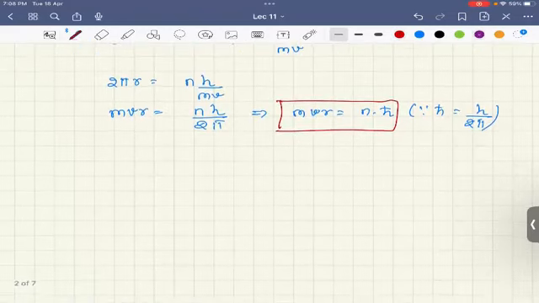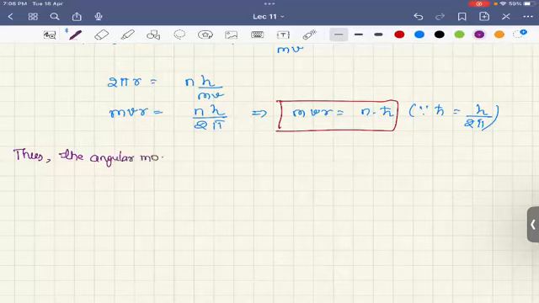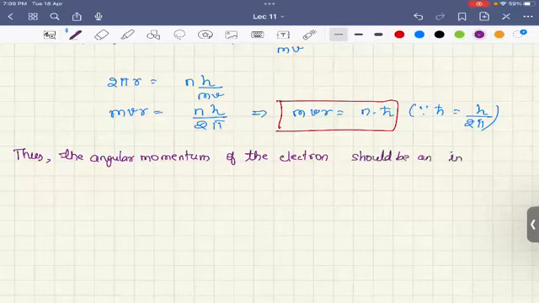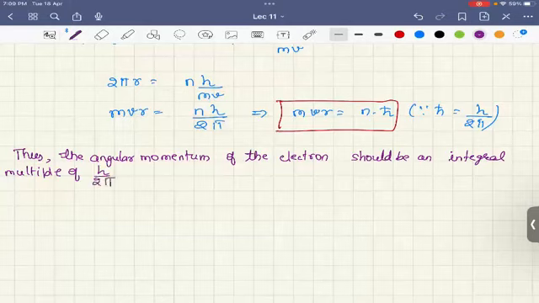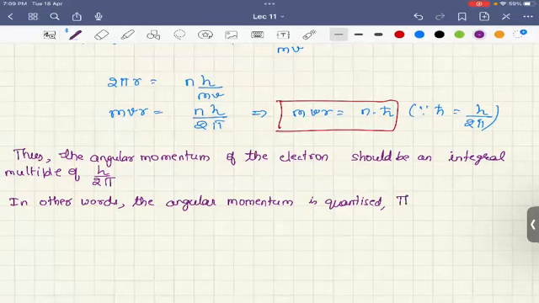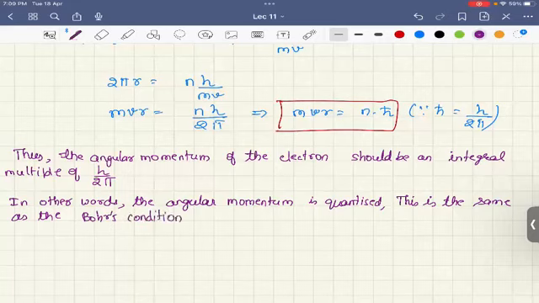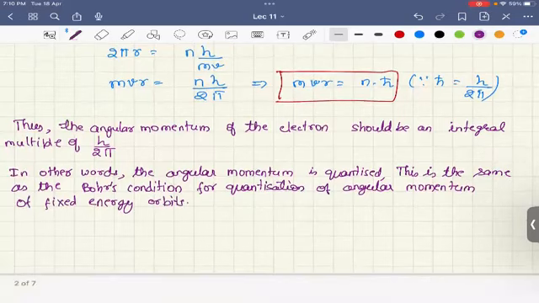So what do we conclude from here? We conclude that the angular momentum of the electron should be an integral multiple of h by 2 pi, right? What does this mean? In other words, the angular momentum is quantized. This is the same as Bohr's condition of quantization of angular momentum of fixed energy orbits.